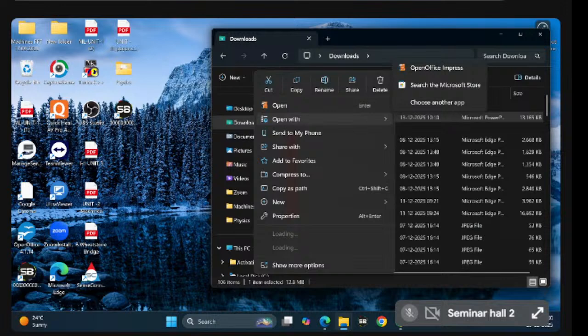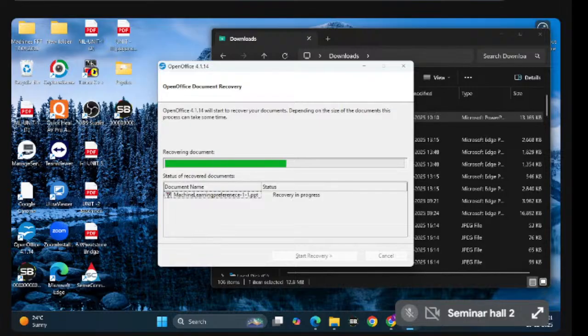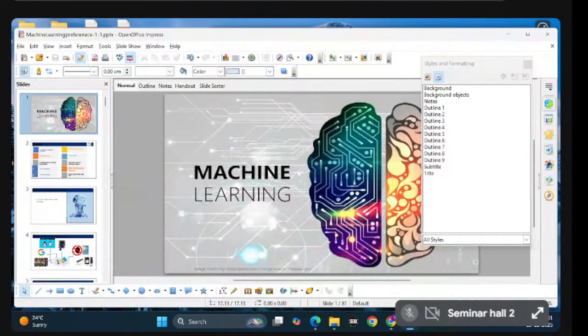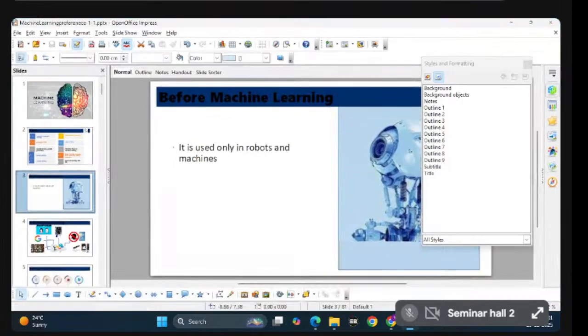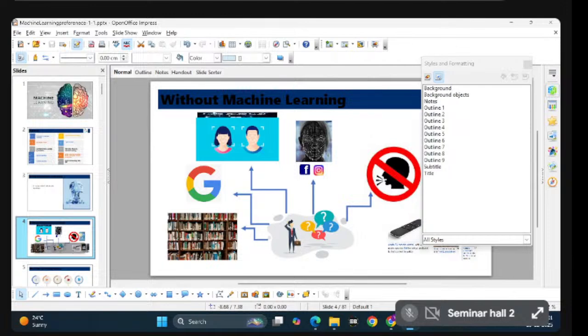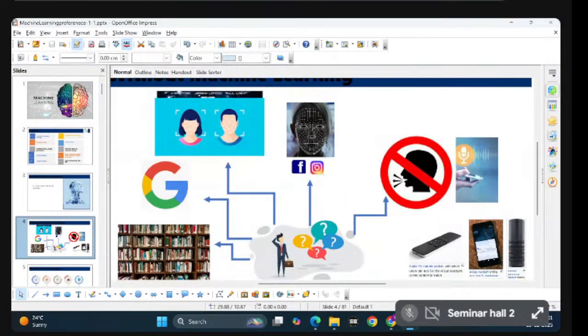Tell me some examples of how we are using machine learning in our daily life. Unlocking cell phones. Next, smart vehicles, very good. Smart watches, very good. Next, voice assistant, very, very good. Next, smart fans.